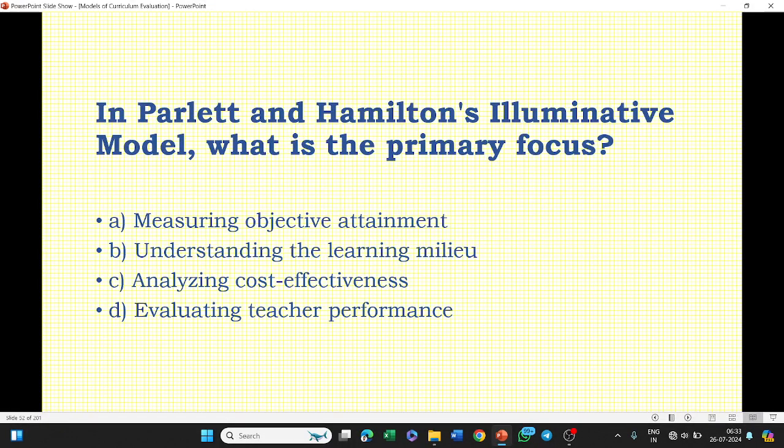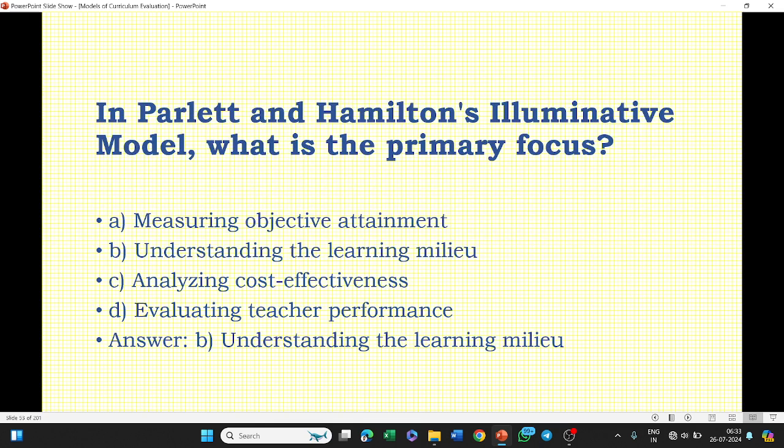In Parlett and Hamilton's illuminative model, what is the primary focus? Options: measuring objective attainment, understanding the learning milieu, analyzing cost effectiveness, evaluating teacher performance. Answer of this question is option B, that is understanding the learning milieu.